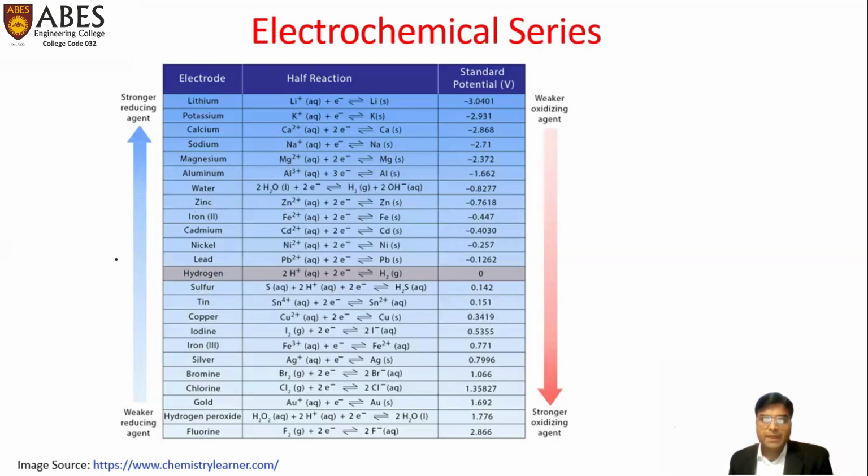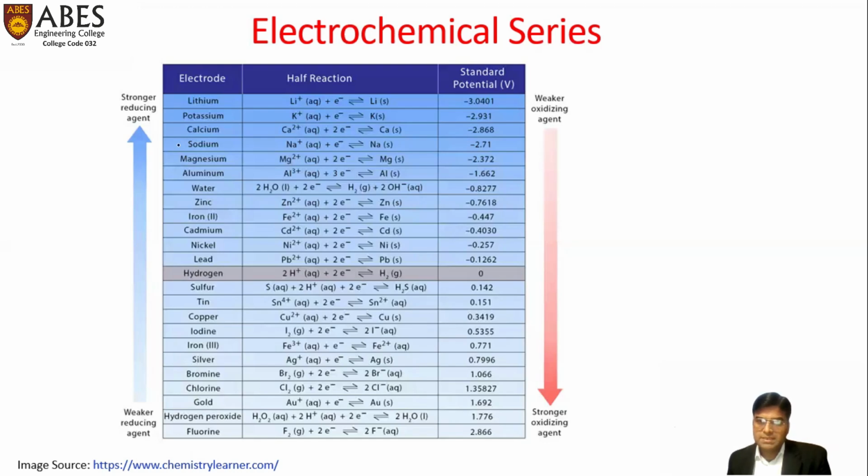We can see as we move down the series, the atoms are stronger in the oxidizing power. But as we move upside in the series, the elements are stronger in the reducing power. So from the series, we can see lithium is the strongest reducing agent and fluorine is the strongest oxidizing agent.